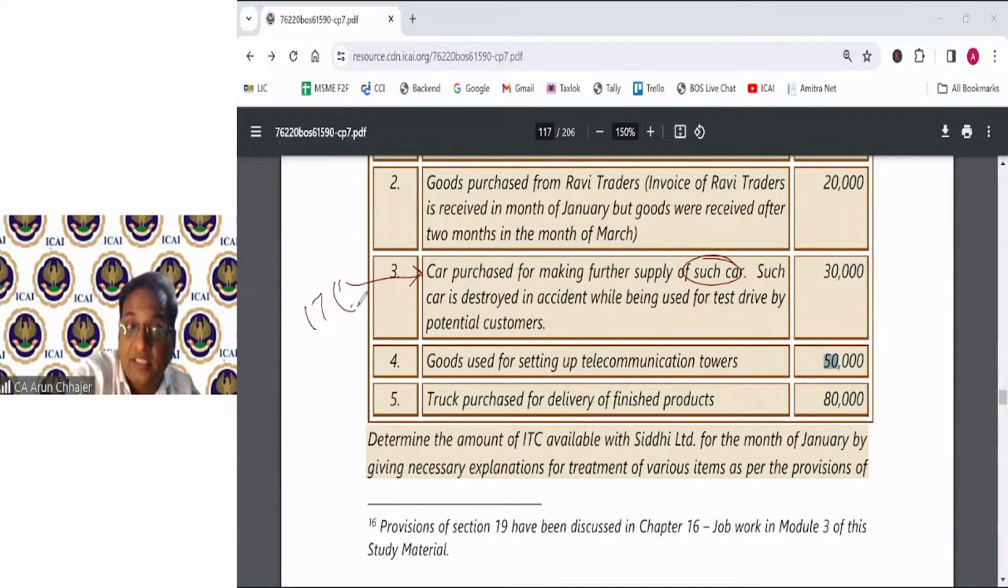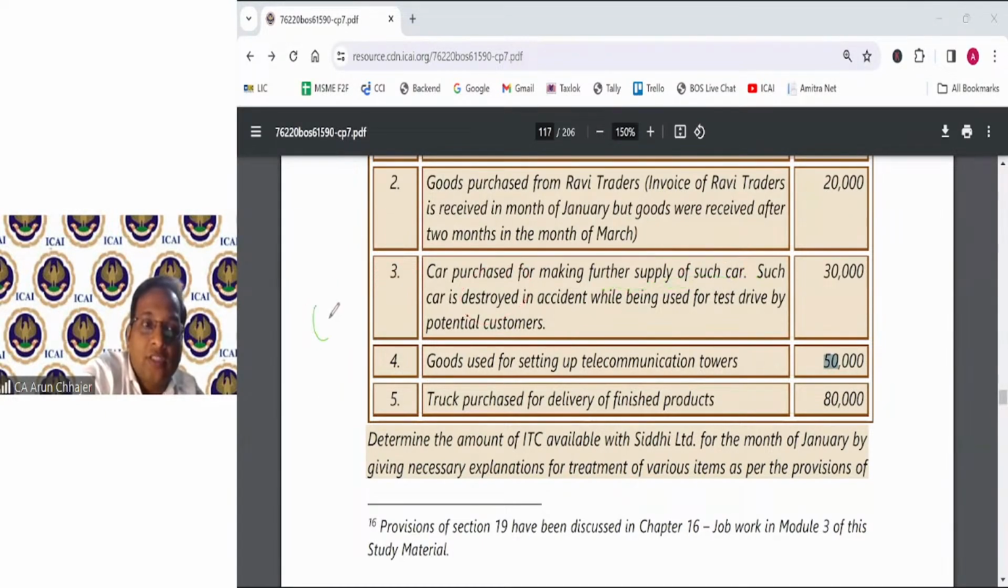Section 17 subsection 5 clause A exceptions. It is covered in that. Now, if the car is destroyed in an accident while being used for the test drive, can you take the ITC? Normally, the car is under the blocked category, but it is covered in the exception. What is that exception? Further supply of that car.